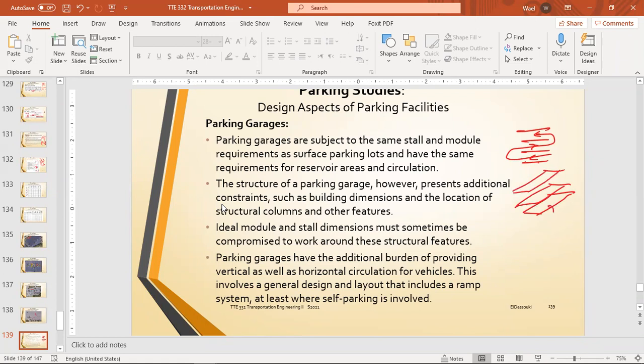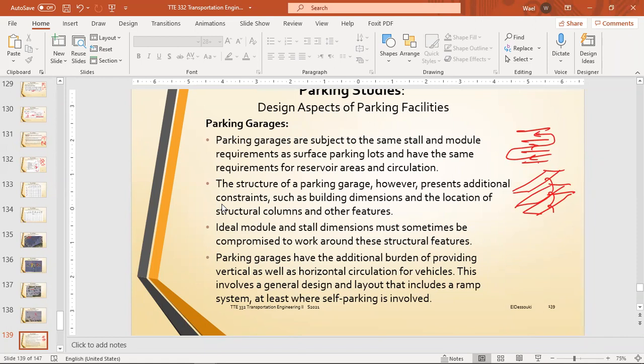How to reach each level in an efficient way, that's a challenge, as we can see now. The ideal module and stall dimensions must sometimes be compromised to work around these structural features. Sometimes we might violate some of the dimensions.